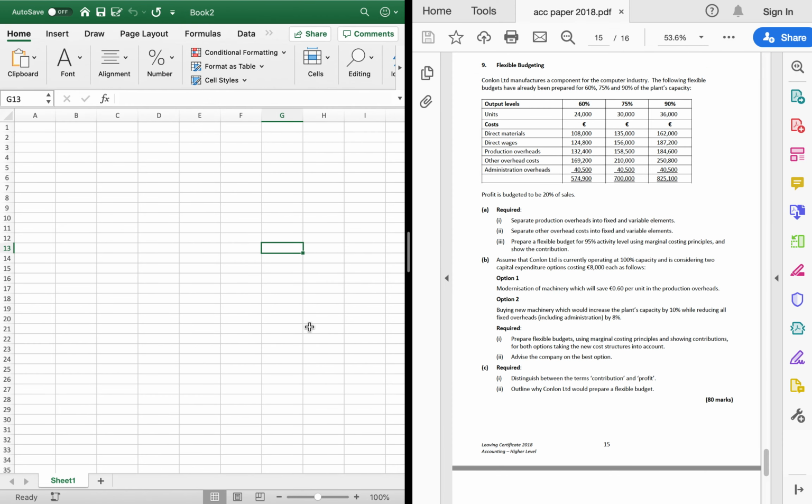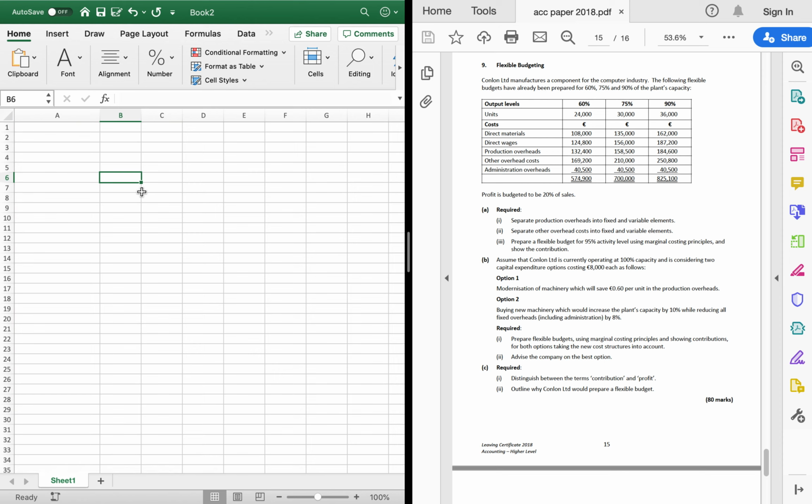Right, this is the 2018 flexible budget, question 9. This is the question that threw a load of lads back in the day. They hadn't studied it. It's unbelievably easy. Again, I know I say that about most of this management accounting stuff.